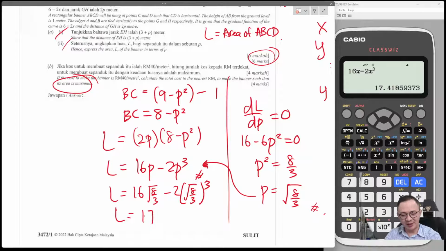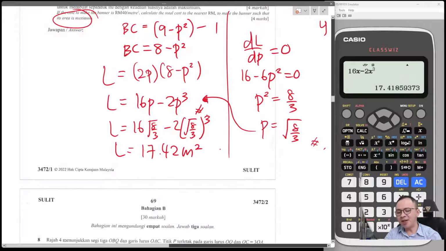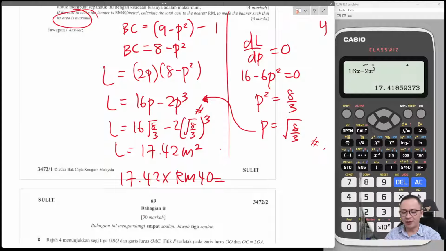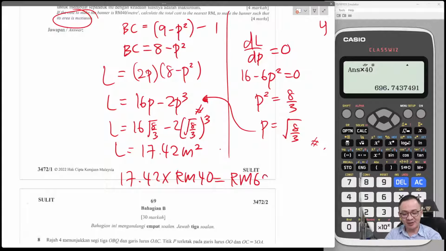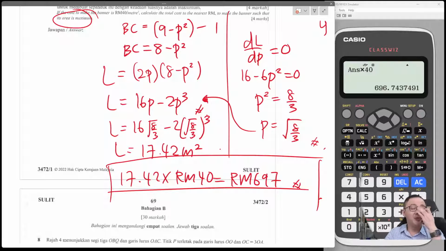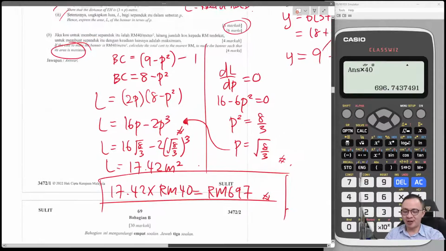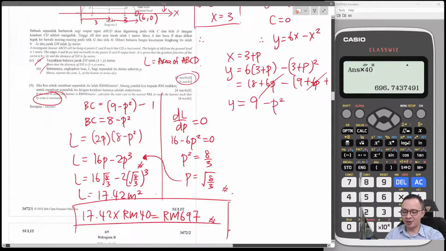Okay, never mind, I believe it's correct. 42 meter square. And each meter square, they will charge 40 ringgit, right? So I'll multiply by 40, and round off to the nearest number. So it should be RM697. Done. So this is the total cost, because every meter square they will charge me 40 ringgit. So this is how I get the so-called 10-mark question.